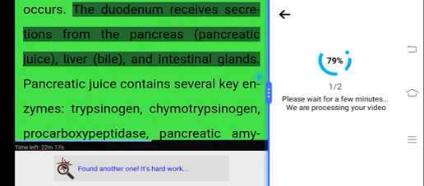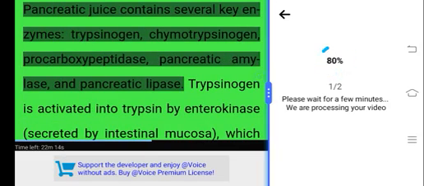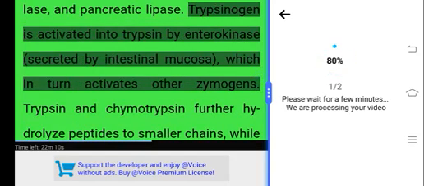The duodenum receives secretions from the pancreas (pancreatic juice), liver (bile), and intestinal glands. Pancreatic juice contains several key enzymes: trypsinogen, chymotrypsinogen, procarboxypeptidase, pancreatic amylase, and pancreatic lipase. Trypsinogen is activated into trypsin by enterokinase, secreted by intestinal mucosa, which in turn activates other zymogens.